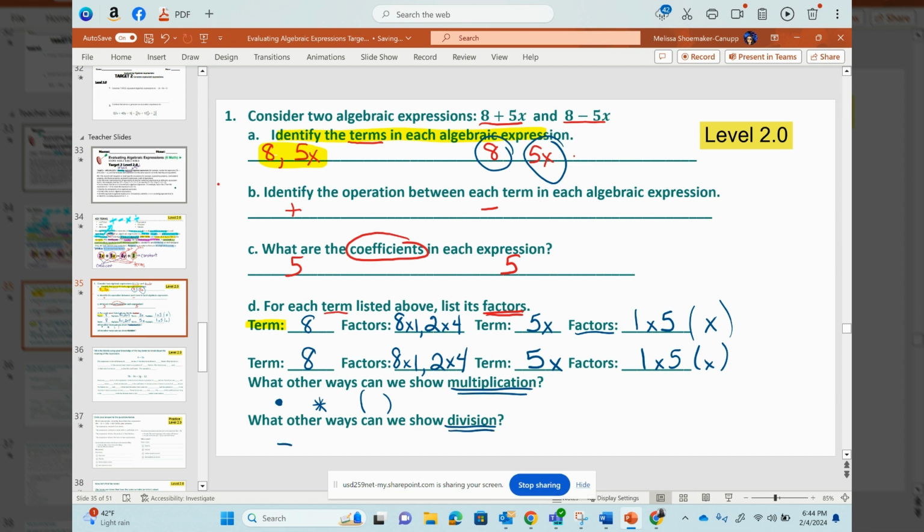What other ways can we show division? Well, we have the division symbol, and we have the fraction bar. That's a super important way that you need to be able to recognize division.